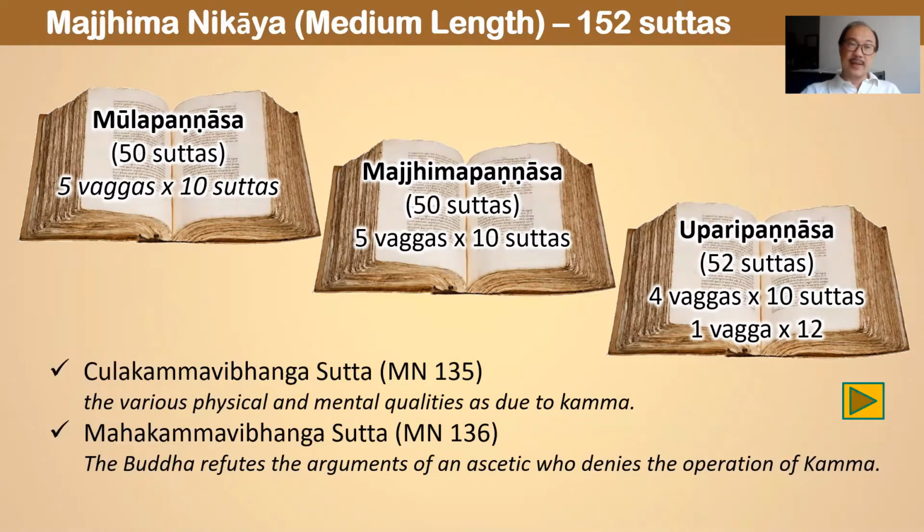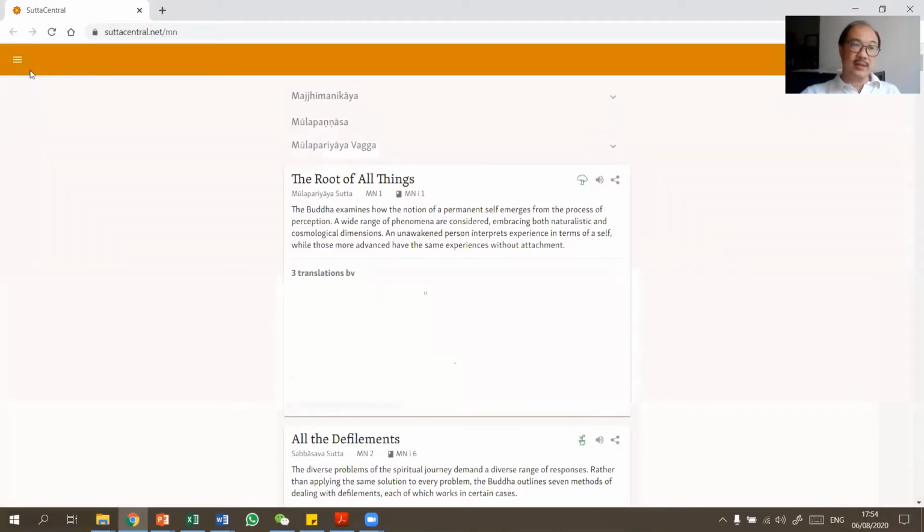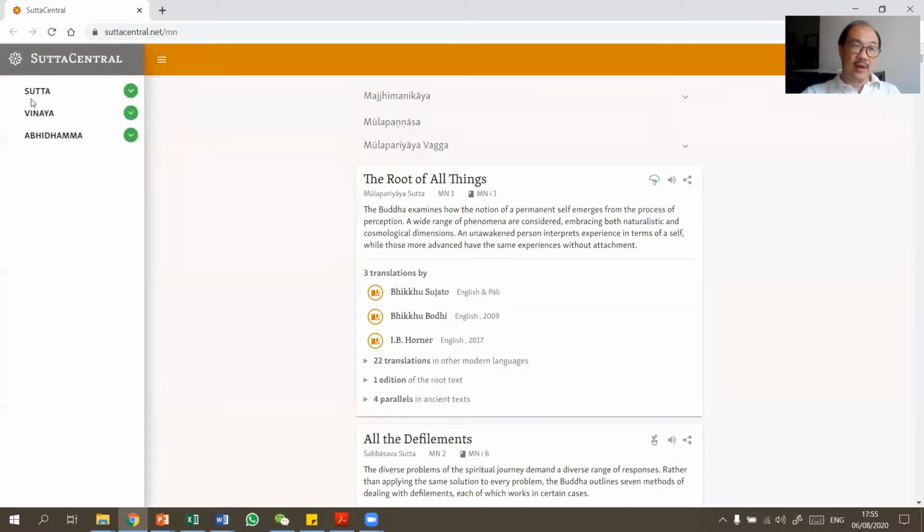Now let's spend some time moving into the website. I'll be clicking SuttaCentral. It will bring you to suttacentral.net, and I'll show you where the suttas are. Once you're in the website, you click on the menu over here, and you'll be able to find all the collections of suttas over here: Suttanta, the Vinaya and Abhidhamma.